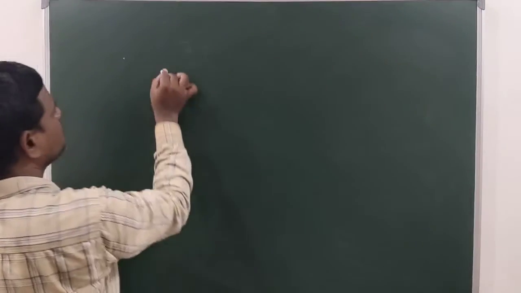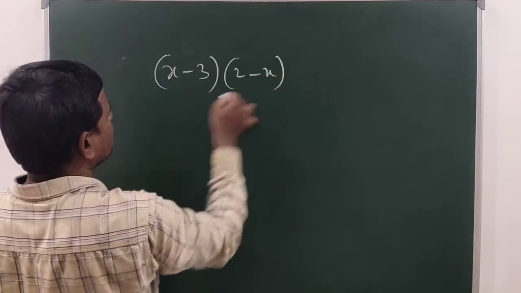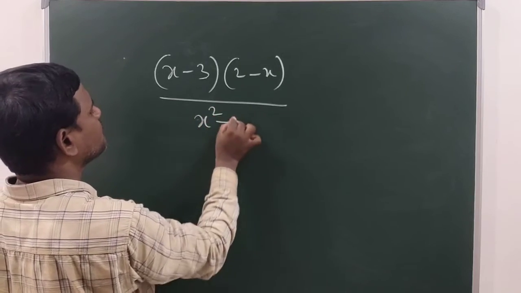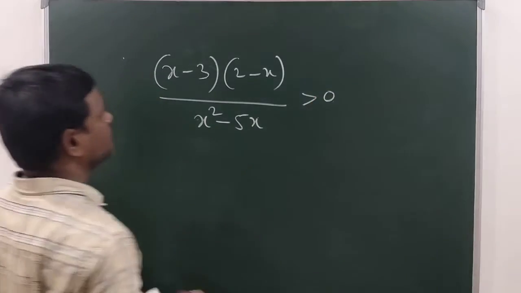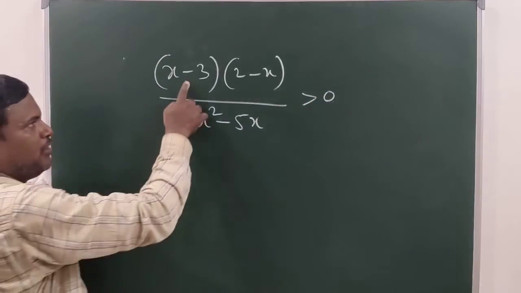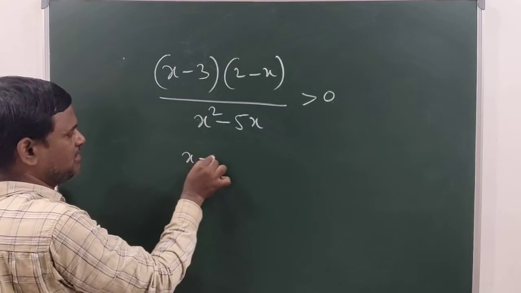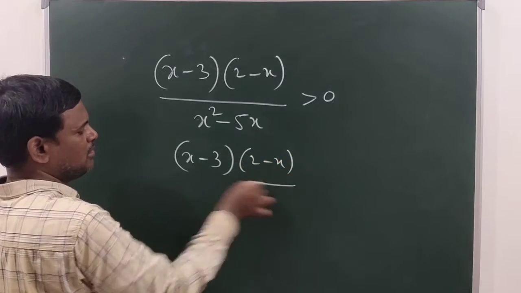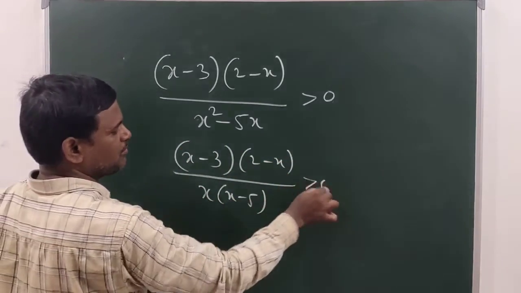Right. Observe this. (x minus 3)(2 minus x) by (x square minus 5x) greater than 0. So already the numerator is factorized. The denominator is not factorized, so factorize it. x minus 3, okay, 2 minus x. Now take x common: x(x minus 5), greater than symbol.